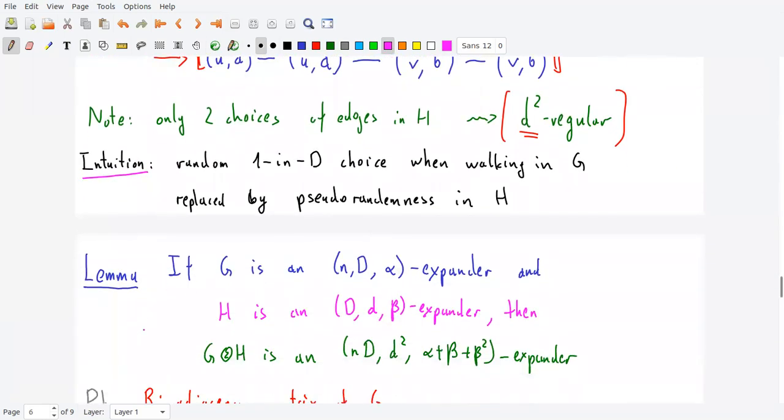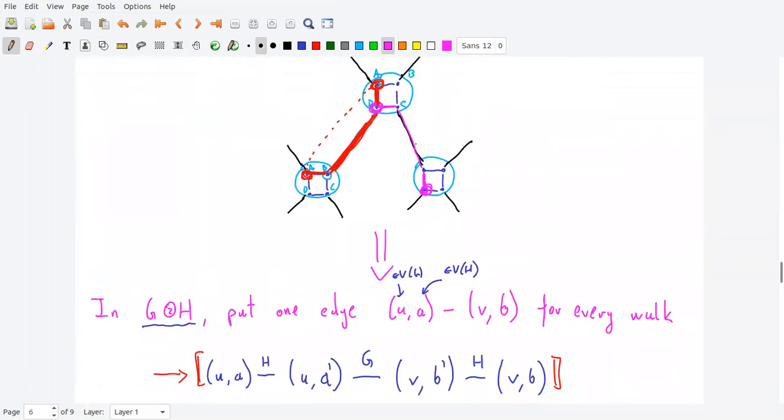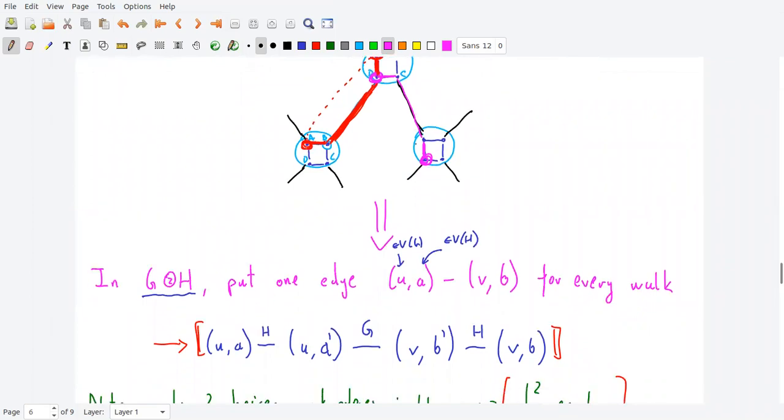Good, but sorry, now could you repeat why this is d square regular? Because if we choose two edges in H, we don't have a guarantee that they are connected in G, or do we have?